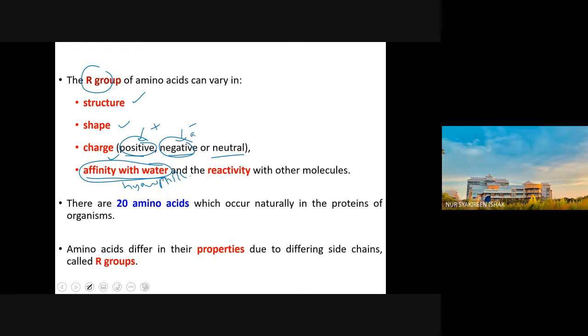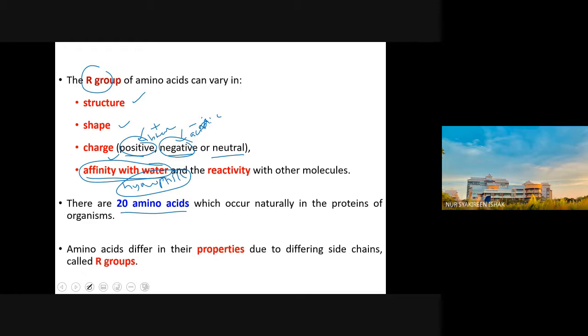Kalau acidic, this one is acidic amino acid, this one is basic. Okay, so acidic or basic amino acid that has charged side chain are attracted to water molecule and they are hydrophilic. They are attracted to water molecule and they can react with other molecules also.